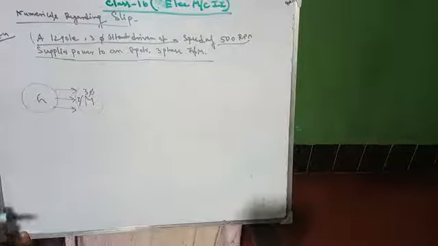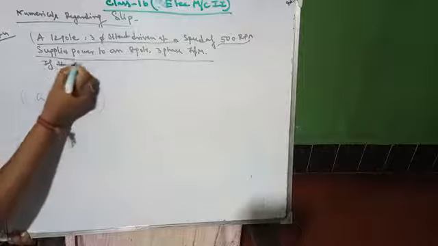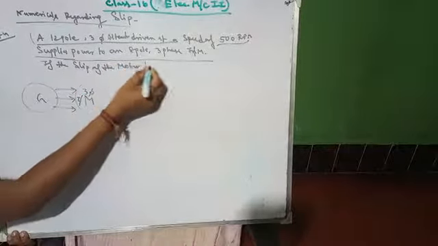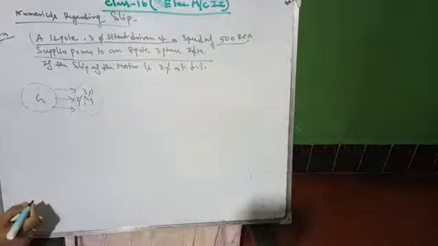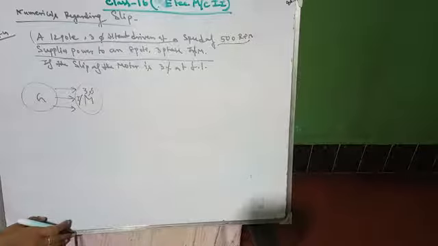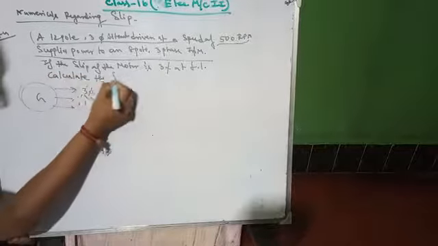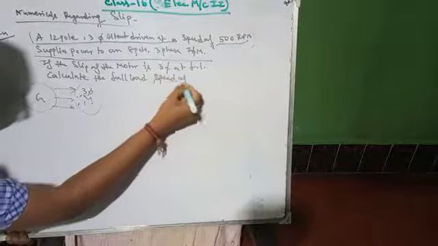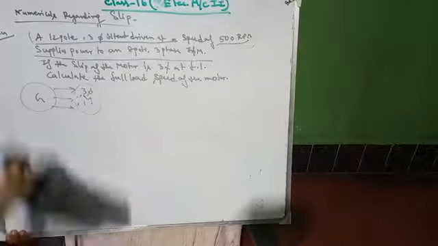Okay, so you have to find: if the slip of the motor is 3% at full load (FL), calculate the full load speed of the motor. So you have to find the full load speed of the motor.